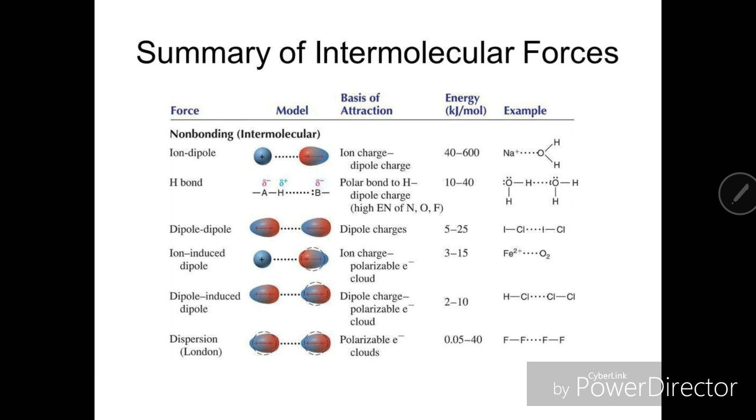Now, a summary of all the intermolecular forces. Here I will show you the strength of the intermolecular forces, meaning we will arrange various kinds of intermolecular forces according to their strength.